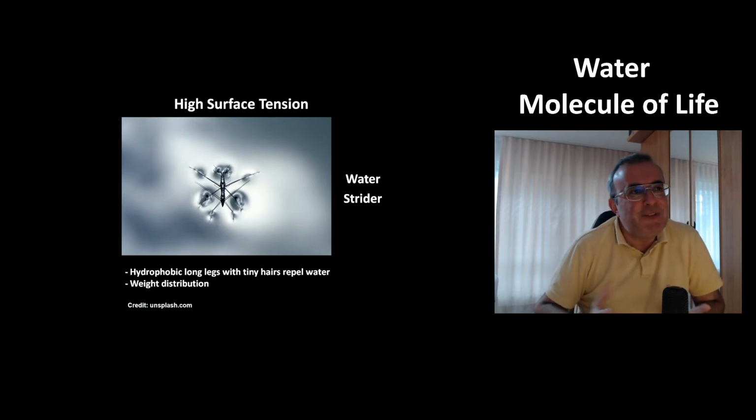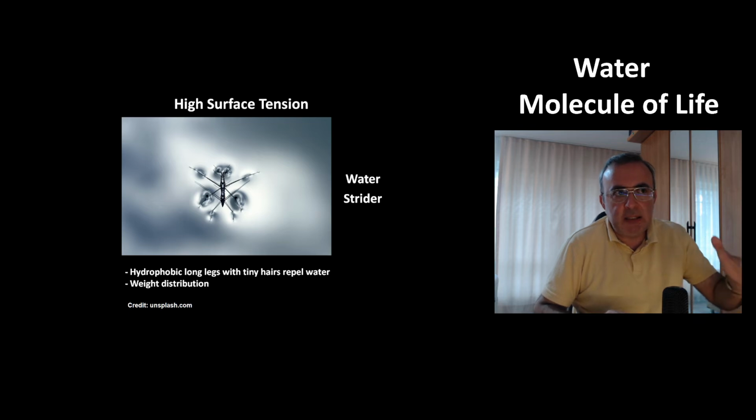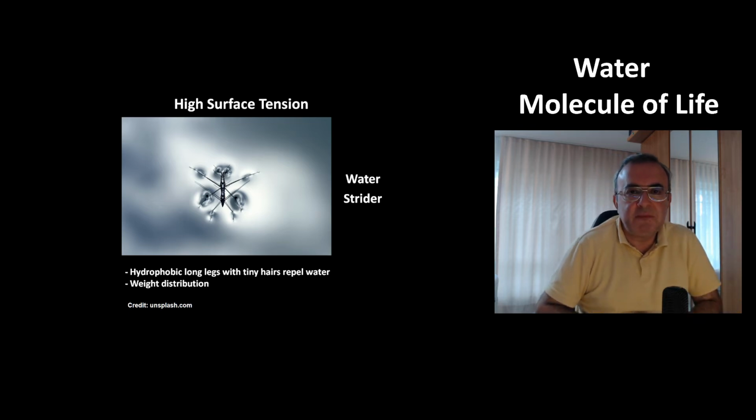This is another feature of water. It has a high surface tension. The water strider makes use of that with its long hydrophobic legs, with tiny hairs that repel water, and the water strider also has a nice weight distribution, and that helps it to stand on water.